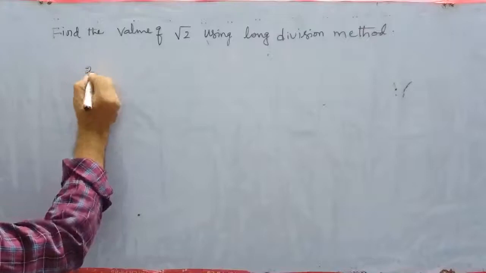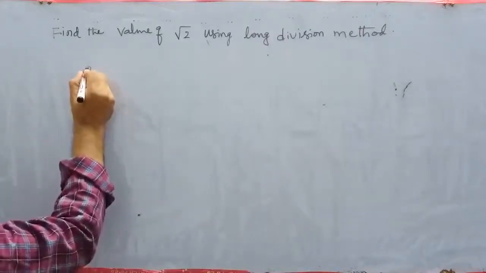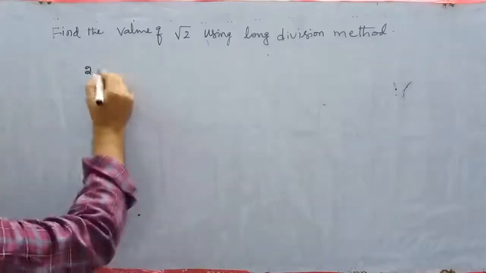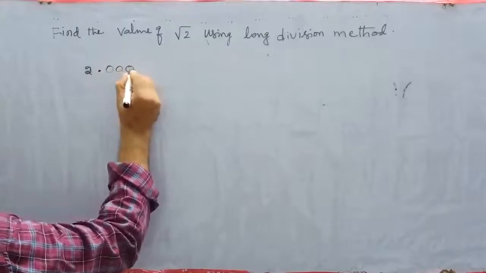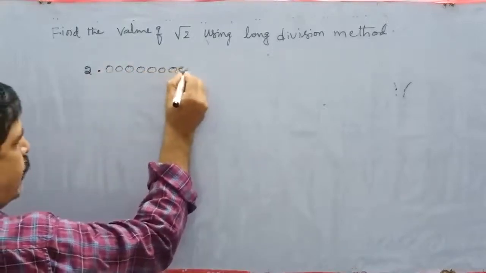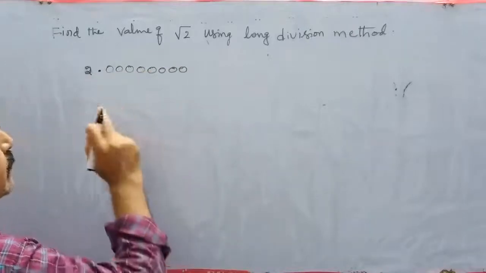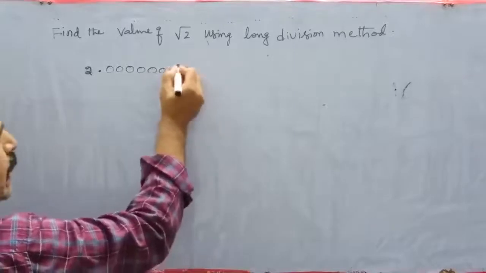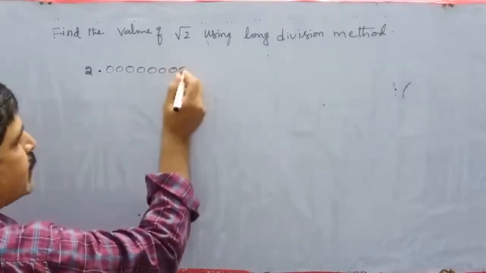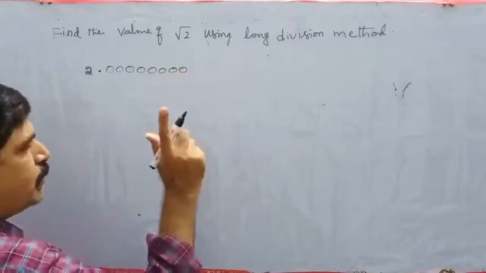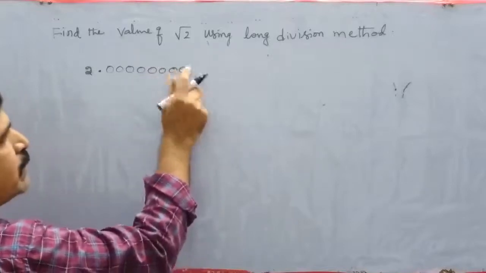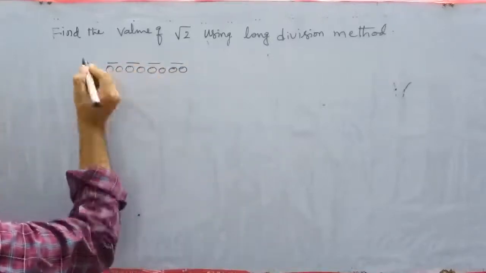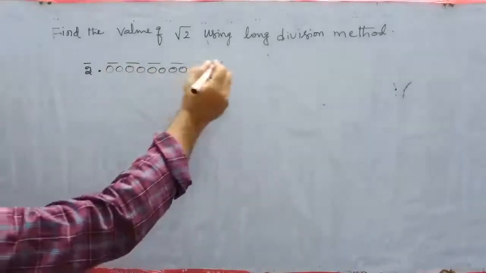See 2, there are no decimals, so for that what you have to do is you take a point, after that you write the zeros. Even number of zeros you put. Okay, 2, 4, 6, 8. After that you put the bars for the zeros, 2 zeros as one group. For 2 zeros you put one bar, like this. Next one.